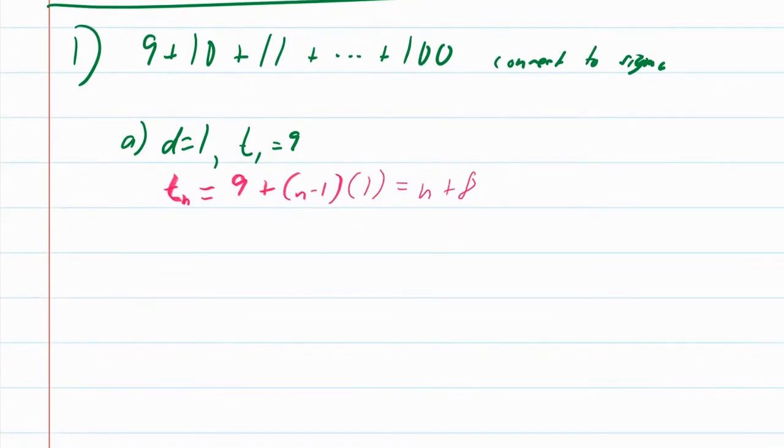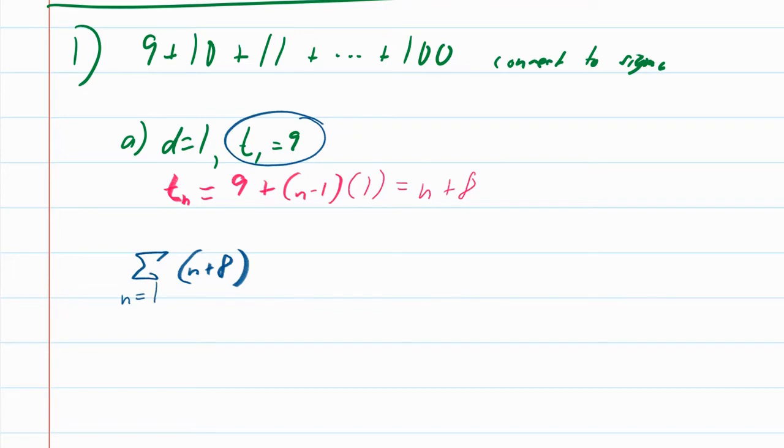Then we're going to take that and put it after the sigma, the sum from n equals of n plus 8. I'm going to put this in parentheses just to make sure that it is seen as a single expression. Since we called 9 t of 1, we're going to start with n equals 1.